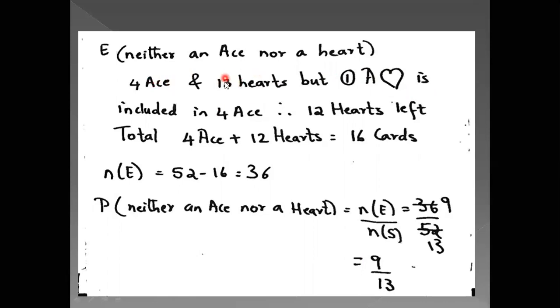So this 1 ace is already included in these 4 aces. So what you have to do is take 4 aces plus 12, because already 1 ace is included here. So from 13 you have to understand that only 12 hearts will be included. So 4 plus 12, the total 16 cards have to be removed. So 52 minus 16, you get 36. So your number of events for neither an ace nor a heart is 36 upon 52. And when you divide it by 4, 4 nines are 36, 4 threes are 12. So it becomes 9 upon 13. Okay, children, so you get the answer for the probability of neither an ace nor a heart as 9 upon 13.